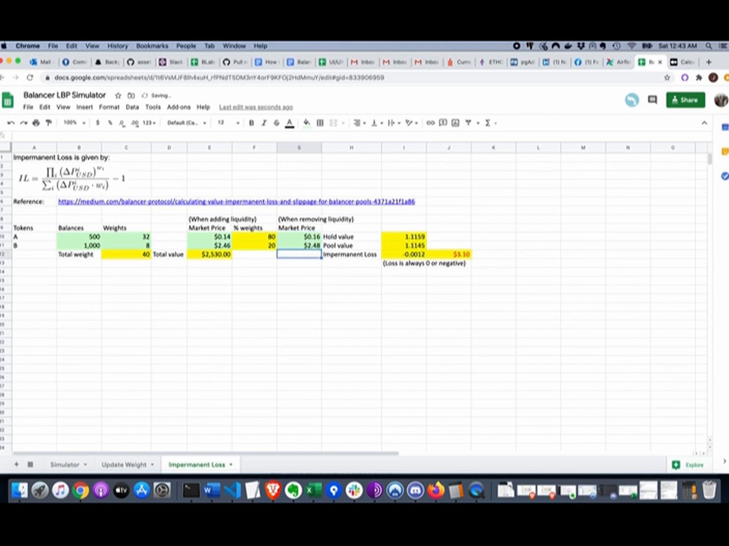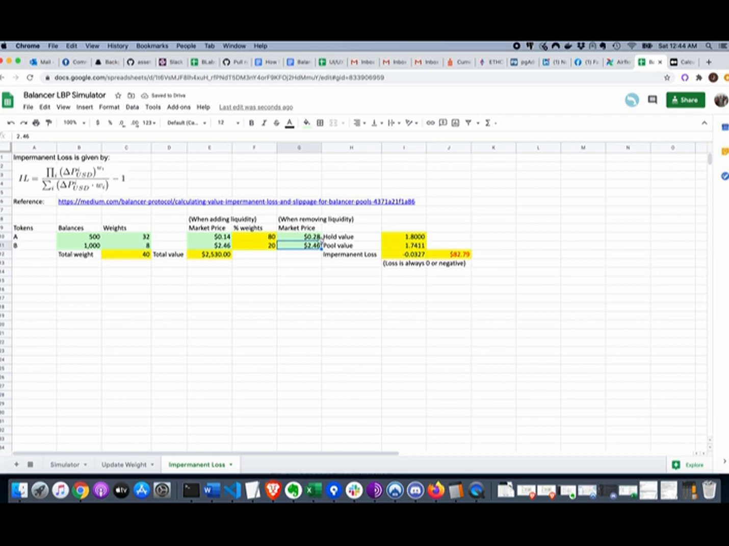Now, loss is always going to be 0 or negative. So here you have almost no loss, and hopefully your gains from fees would generate a profit. And of course, you're also earning governance tokens, which should more than wipe out any losses at this level. Okay, put it back. Now, let's say token A here doubles. Now it's a little more significant. Now you have about a 3% loss.